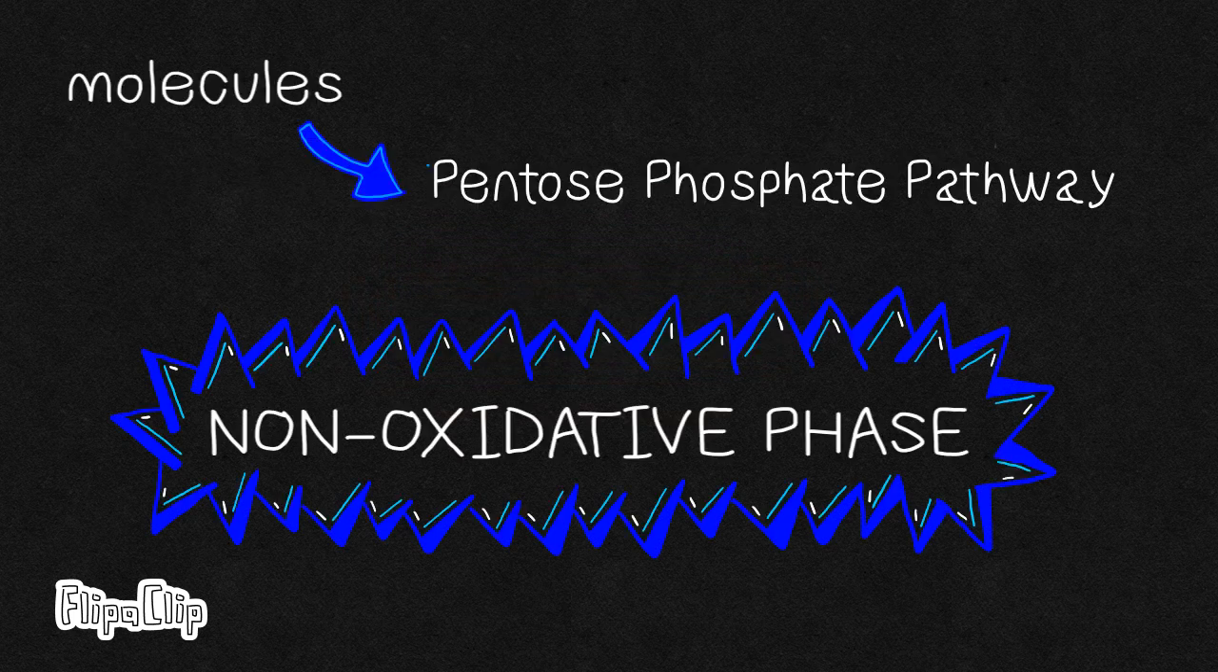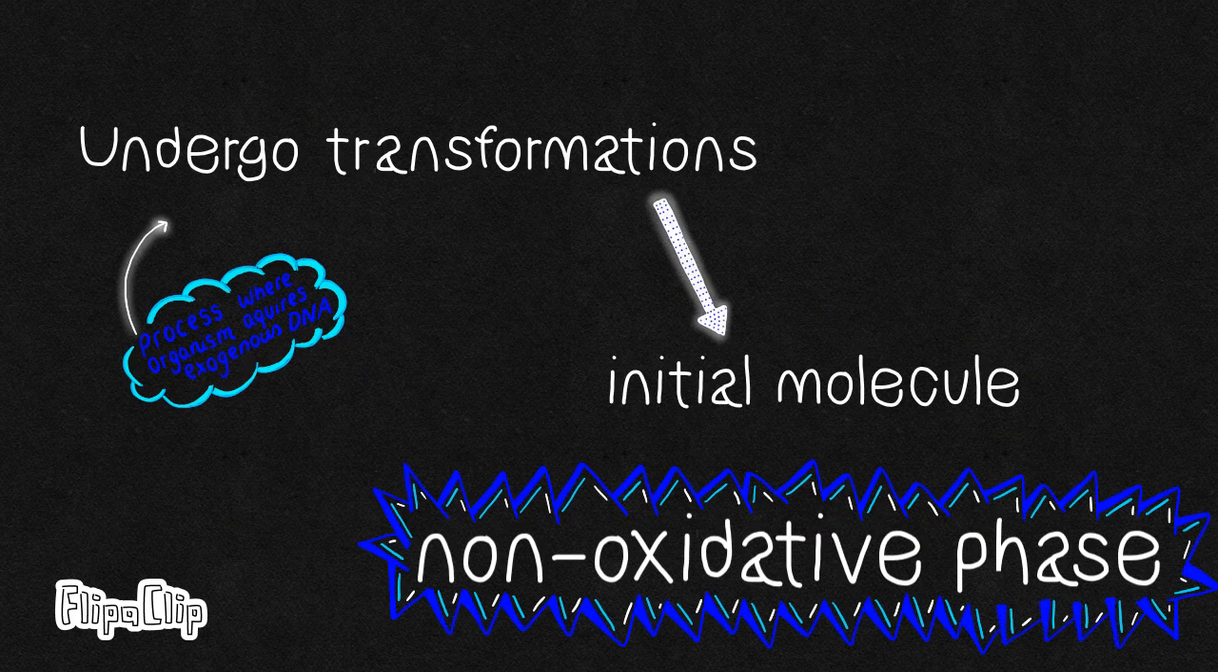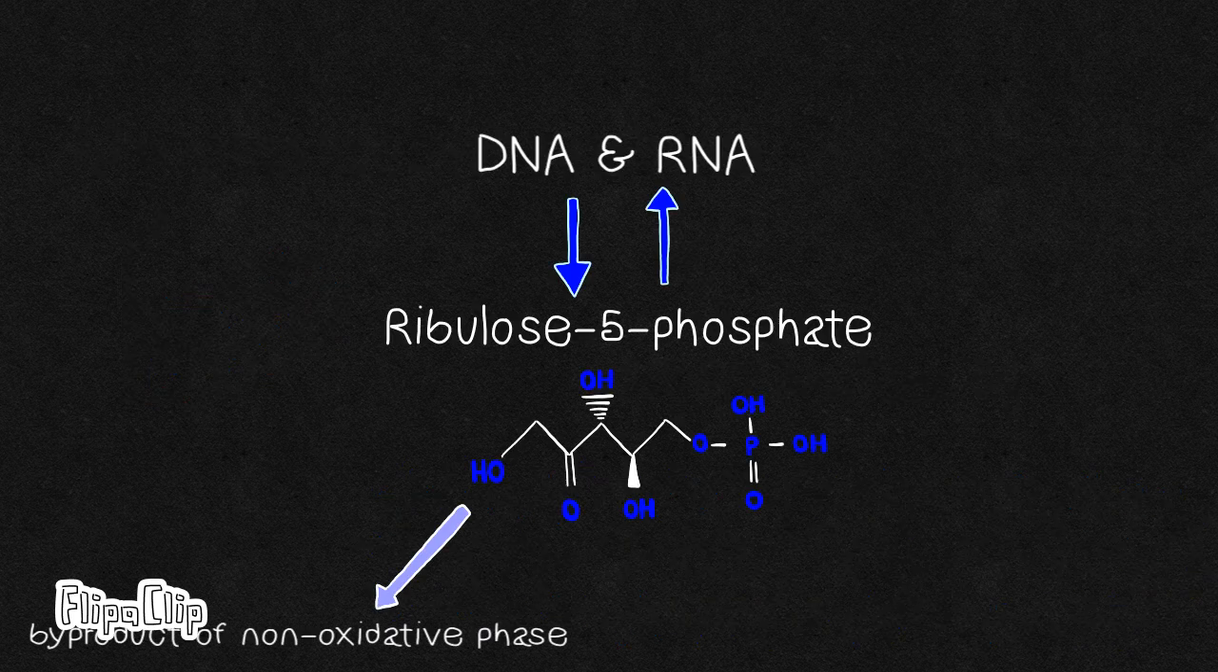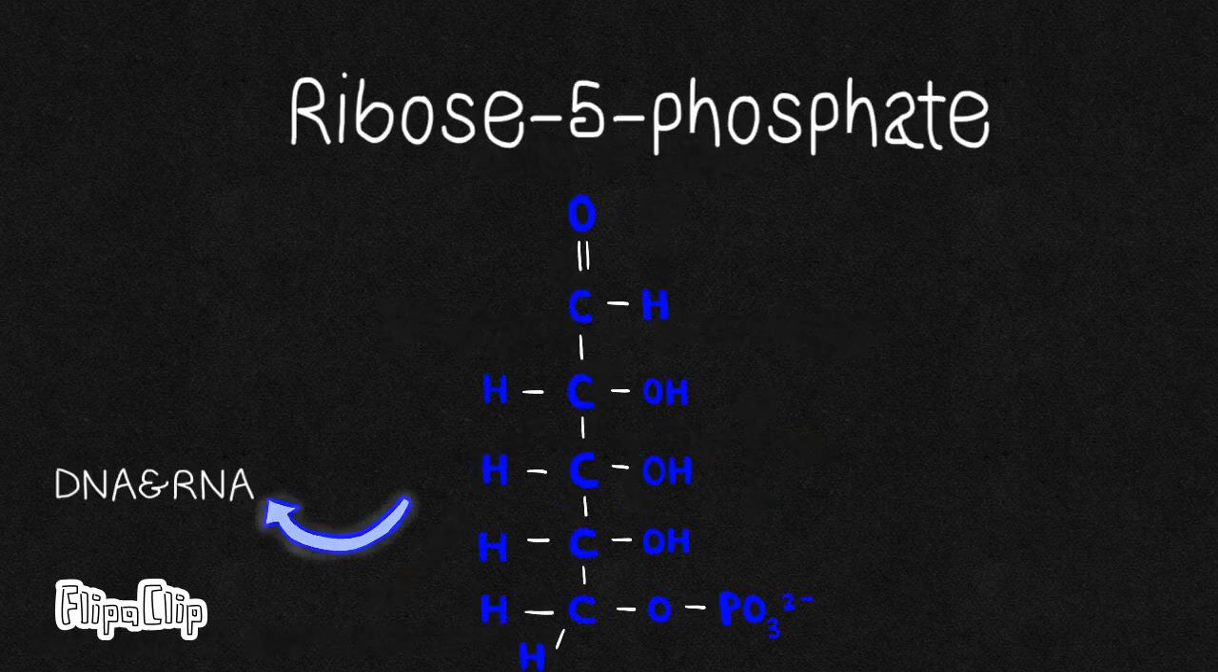This enables various molecules to enter the pentose phosphate route at various points throughout the non-oxidative phase, where they can undergo transformations up until the initial molecule of the non-oxidative phase. The sugar that forms DNA and RNA is made from ribulose 5-phosphate. Ribulose 5-phosphate is the name of the sugar that is utilised to create DNA and RNA.